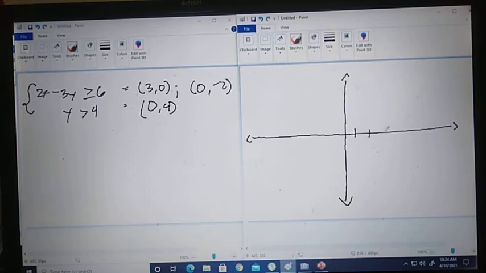Dito. Dito siya. 3, 0, and then 0, negative 2 sa baba. So, is it a broken line or straight line? Or a solid line? A solid line because the inequality used is greater than or equal to. So, solid. Okay.